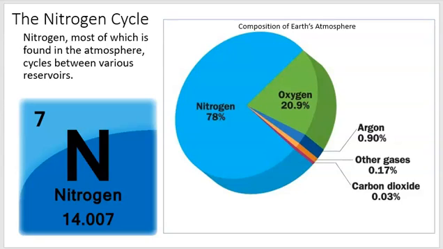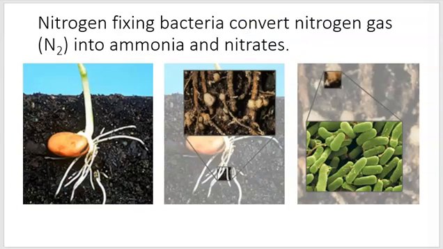Unfortunately, nitrogen gas in the atmosphere is not in a form that is usable by living things, and therefore must be converted to other more usable forms. During the nitrogen cycle, the chemical forms of nitrogen change. Nitrogen-fixing bacteria convert nitrogen gas into ammonia and nitrates. Despite being the majority molecule in the atmosphere, nitrogen gas cannot be used directly by living things.